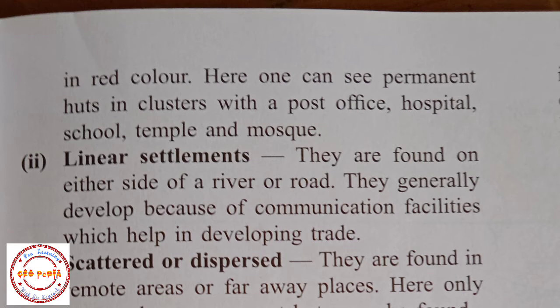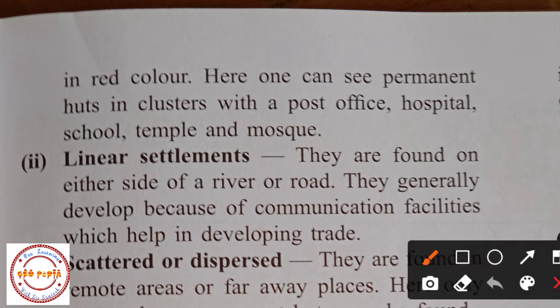And it is always shown by red color on the topographical map. Suppose these are some settlements in this way, then they are shown by red color. Like this they are shown with red colors.